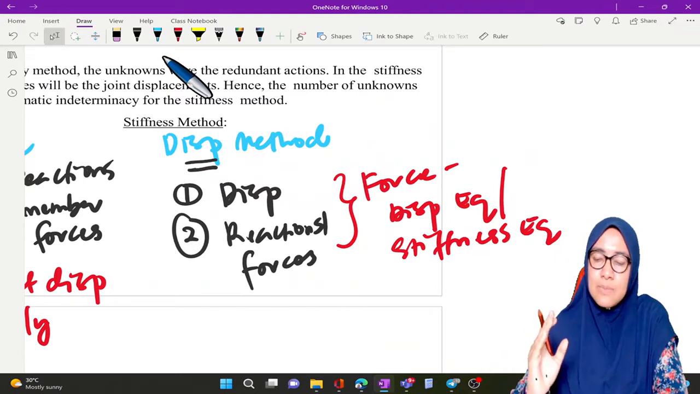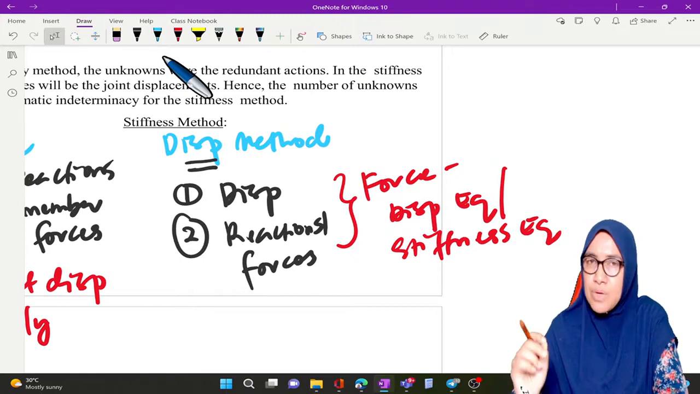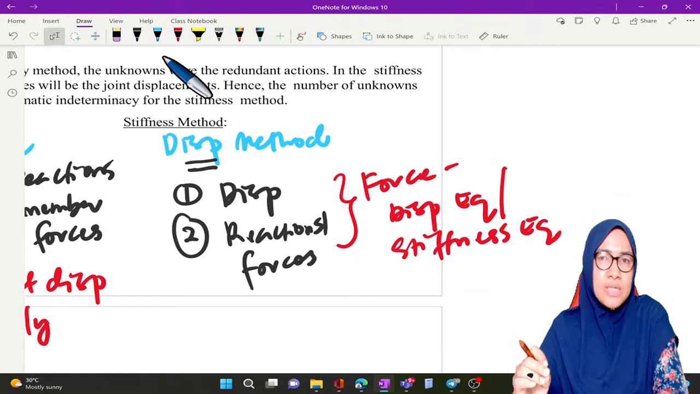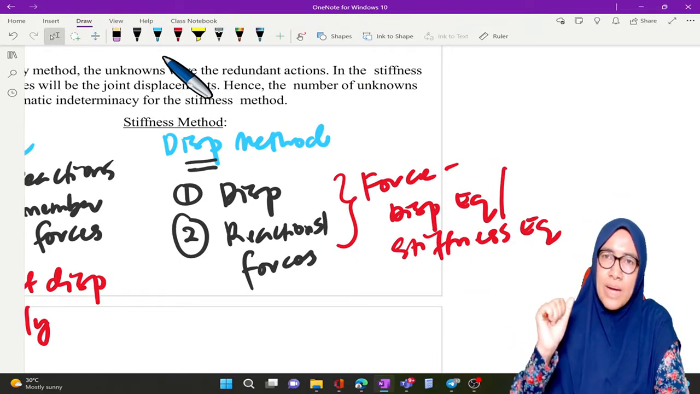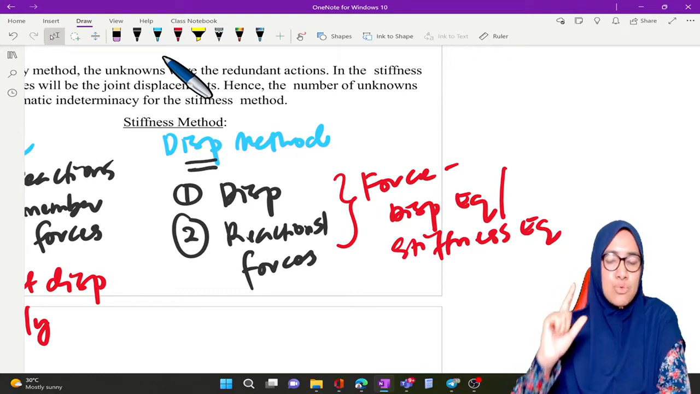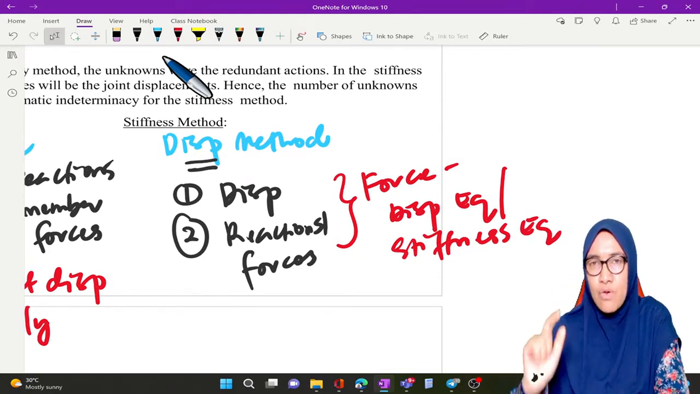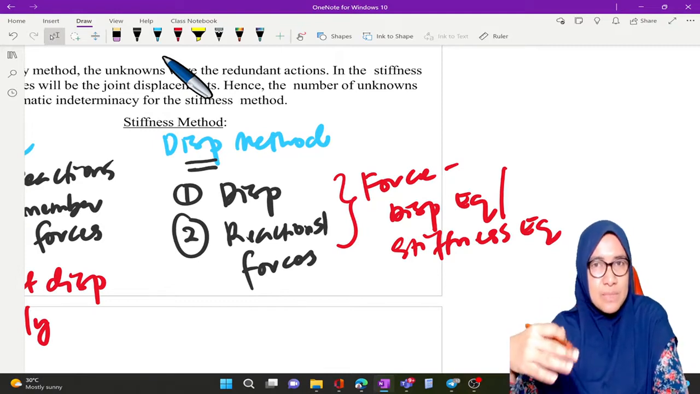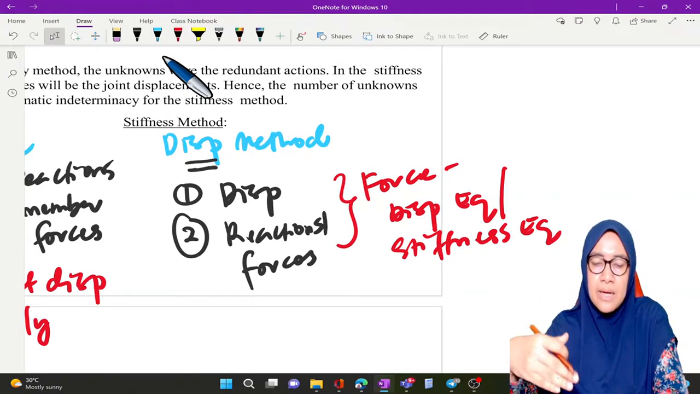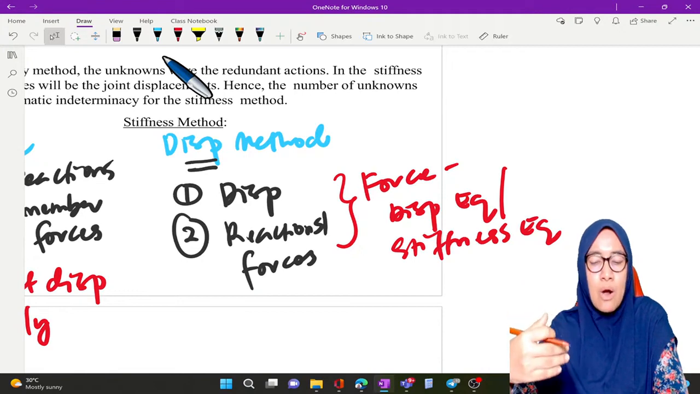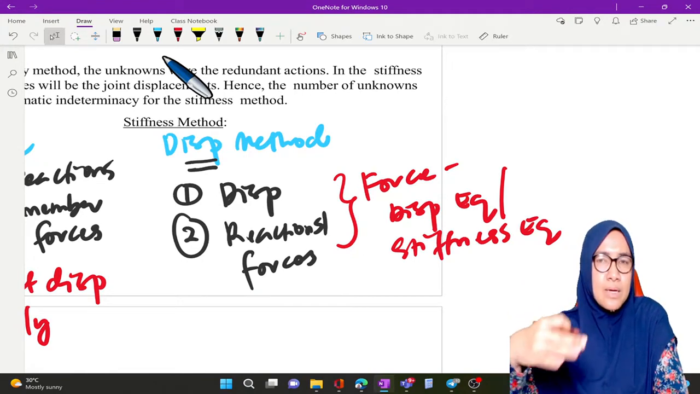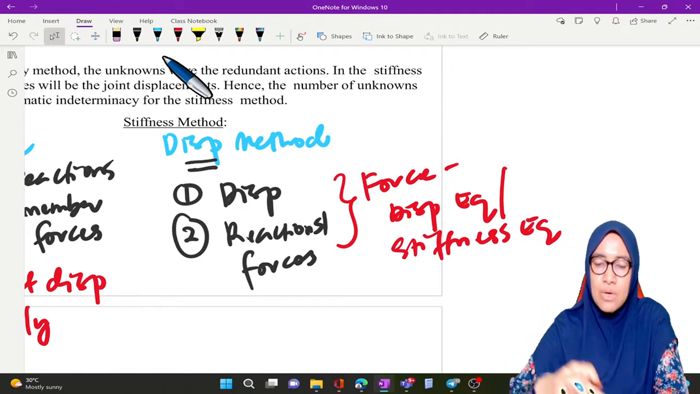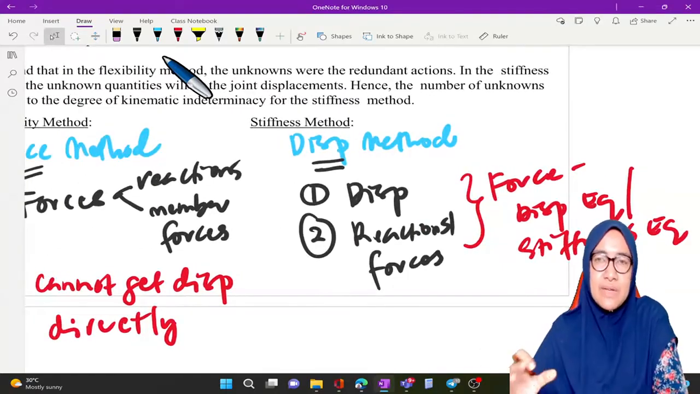But the advantage of using the stiffness method is that we use the force displacement equation to calculate, number 1, displacement, and number 2, reactions or forces. By using the stiffness method, we can get these two outputs under one method. That's the advantage of the stiffness method.